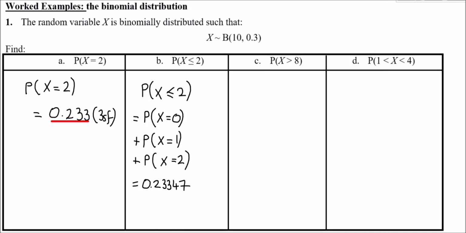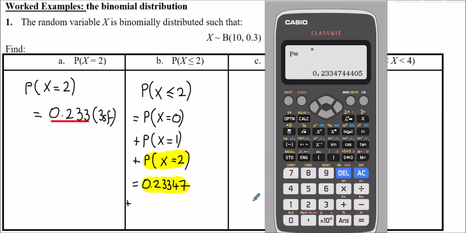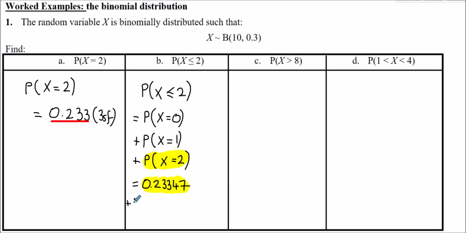So just to colour code, in case you're wondering where the numbers are coming from, this is the chance of it being equal to 2. Next, I'm going to add the probability of it being equal to 1. So press AC, toggle this x to be 1 now, press equals and equals again. That's 0.12106.